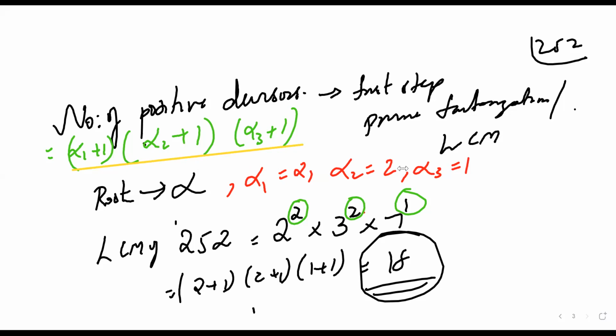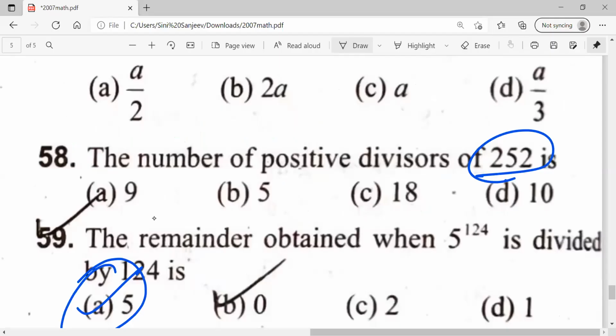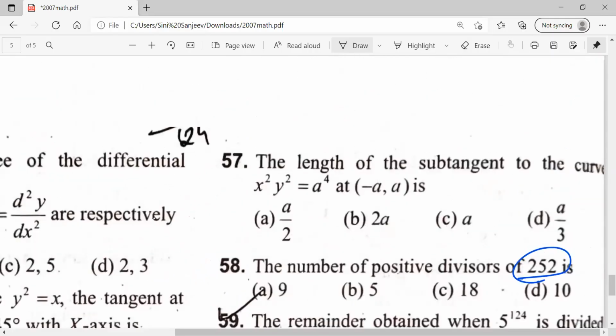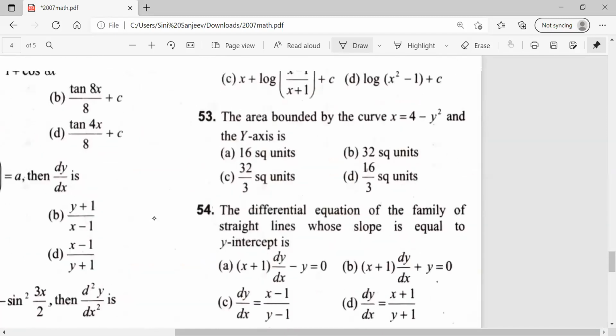Okay, so this is something which you have to note down or take a screenshot and keep. And one of the common questions which we can find in any paper.